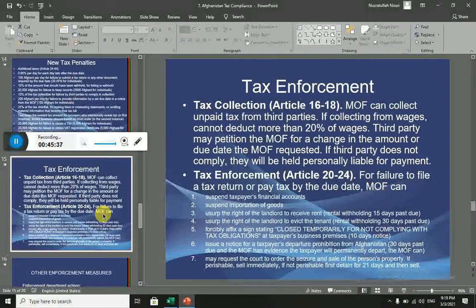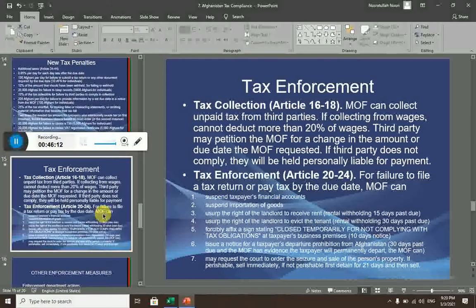It means that, for example, your landlord is not agreeing with you to pay the tax. For example, he is not allowing you to withhold 10% or 15% from the rent amount. Then you will have to notify the Ministry of Finance. Then the Ministry of Finance will hold that person personally liable. If you have not informed the Ministry of Finance, then you, as an entity, are liable to pay those taxes.